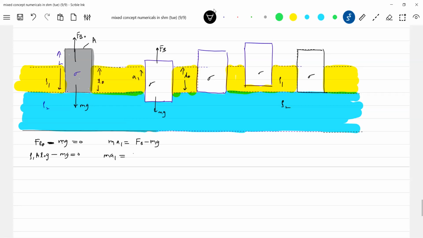So what is FB? FB is equal to density of liquid rho 1 A L naught plus rho 2 A y g. So some y length of the cylinder got into the second liquid also, minus mg. So rho 1 A L naught g minus mg should be equal to 0. So the additional buoyant force will be rho 2 A g y. So a1 is equal to rho 2 A g y by m.